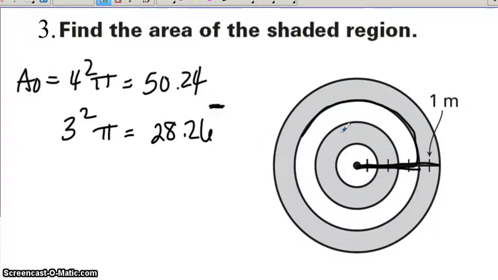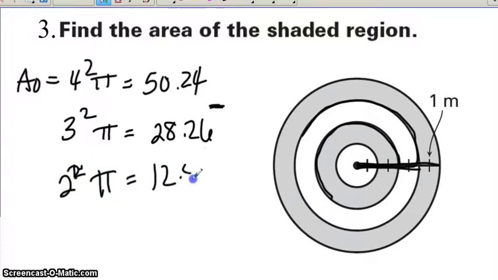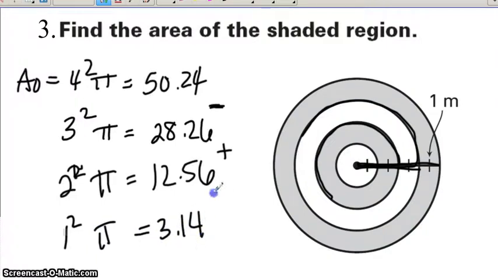But to get this gray circle again, it's coloring back in. So when I find the area of this circle here, it's a radius of 2, which is 2 squared pi. 4 times 3.14 is 12.56. I'm adding that back in, and to get the white part, I'm then subtracting 1 squared pi, which is 3.14. So to get my final answer, I'm taking 50.24, subtracting 28.26, adding back in 12.56, and then subtracting out 3.14.